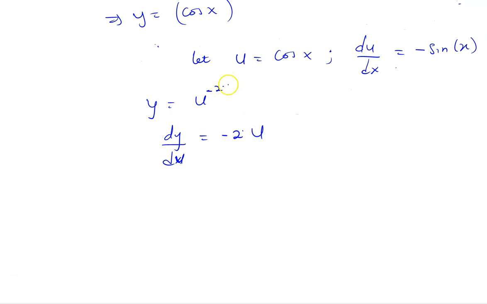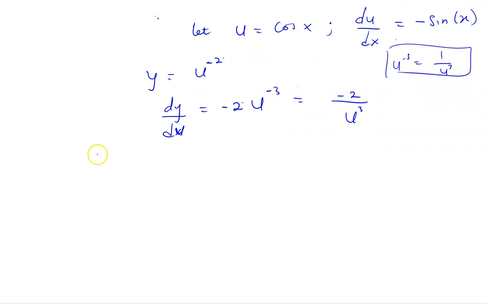This is minus 2 minus 1, which gives us minus 3. Okay. And this is the same as minus 2 on u cube, because u minus 3 is the same as 1 on u cube. We should take note of it.